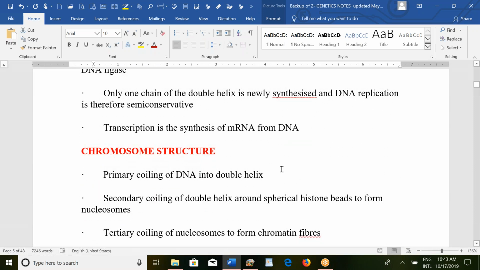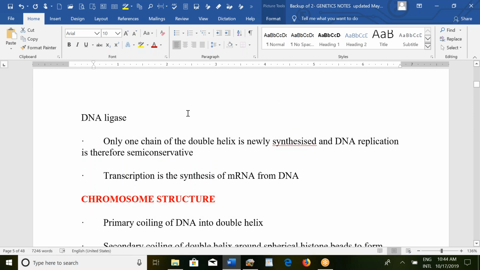So then only one chain of the double helix is newly synthesized, and DNA replication is therefore semi-conservative. Semi-conservative because we are keeping some element. That's why the generations and the species are maintained with the same genetic composition.